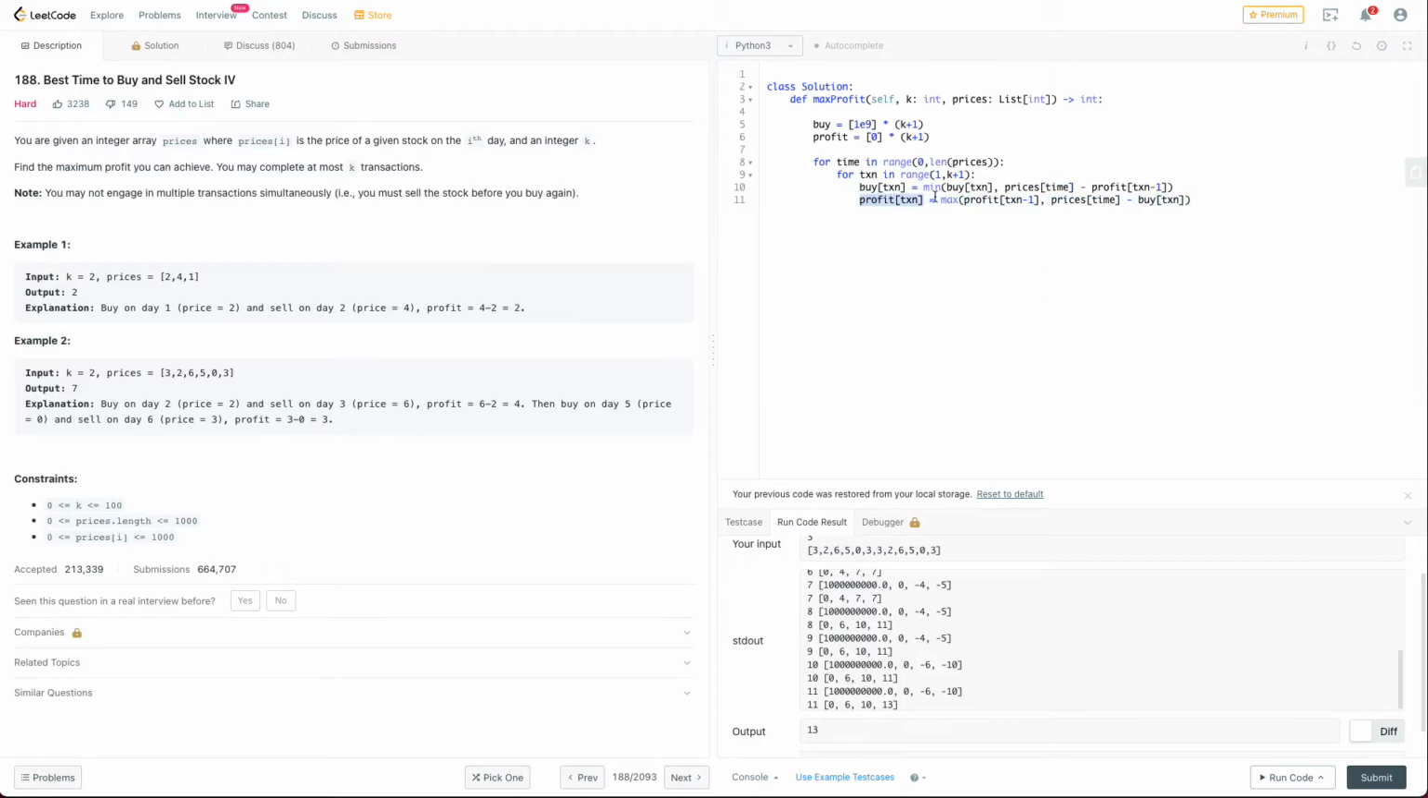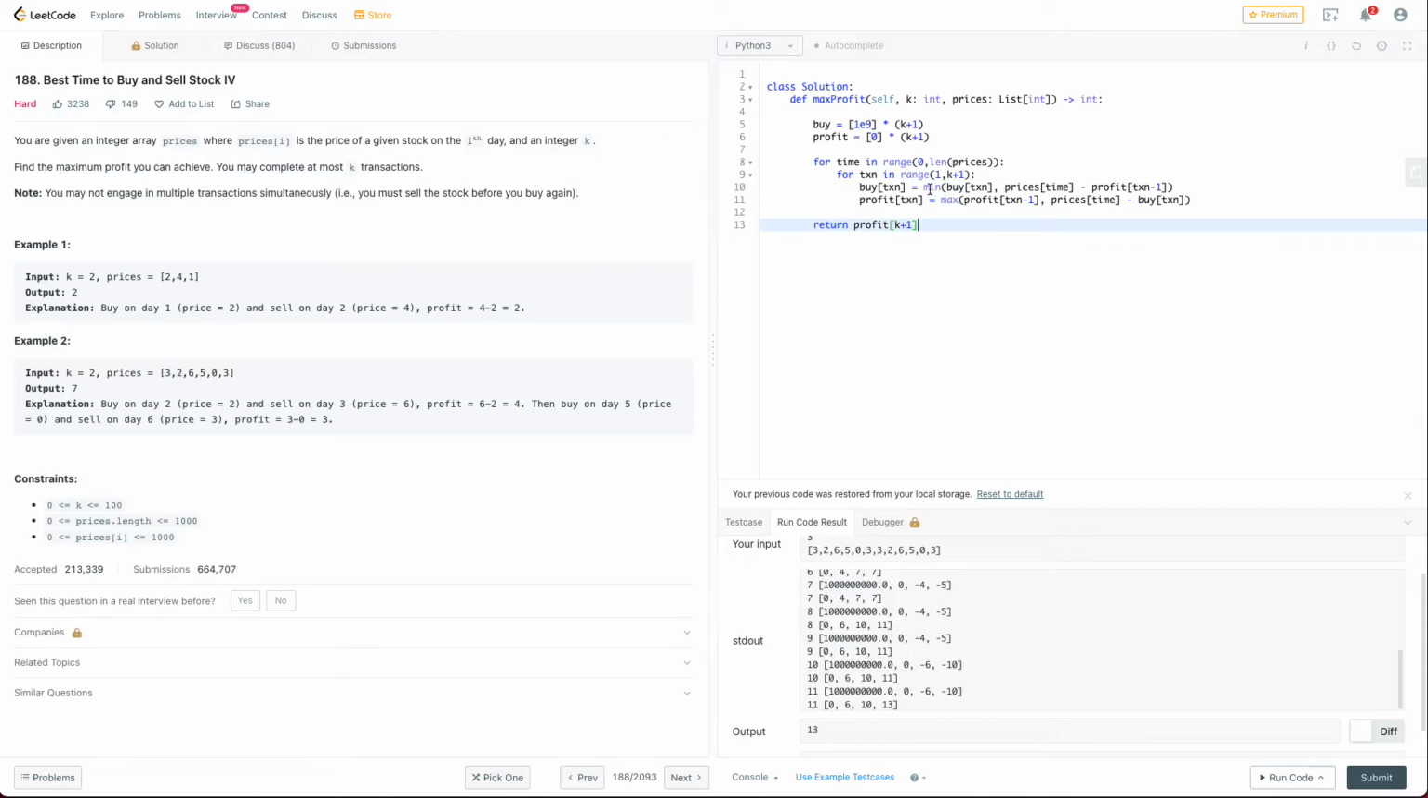So as this gets updated, the next K will also update this profit, or the best that it could possibly do, given it's one less transaction, and then you kind of update this. So yeah, and then once you're done with that, all you do is return your profit of K plus 1.